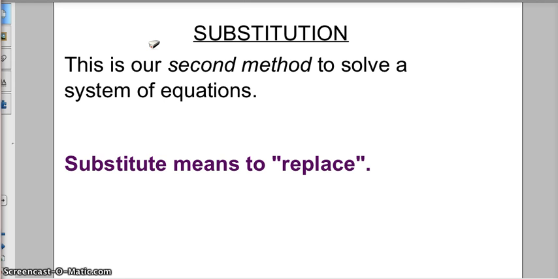So to substitute means to replace. So if you have a substitute teacher, the teacher replaces your normal teacher for the day.